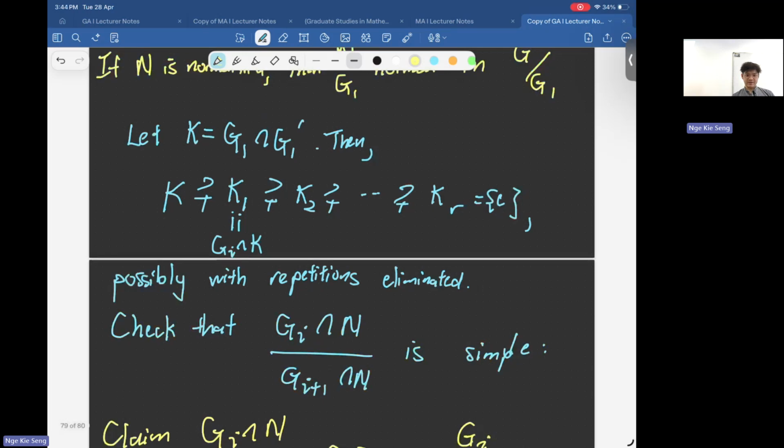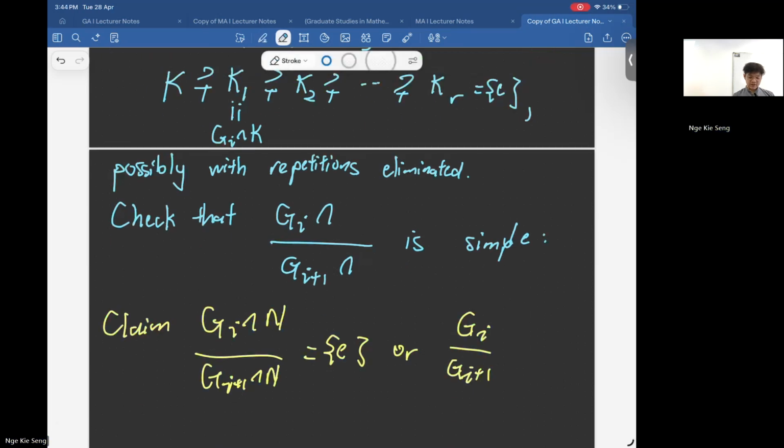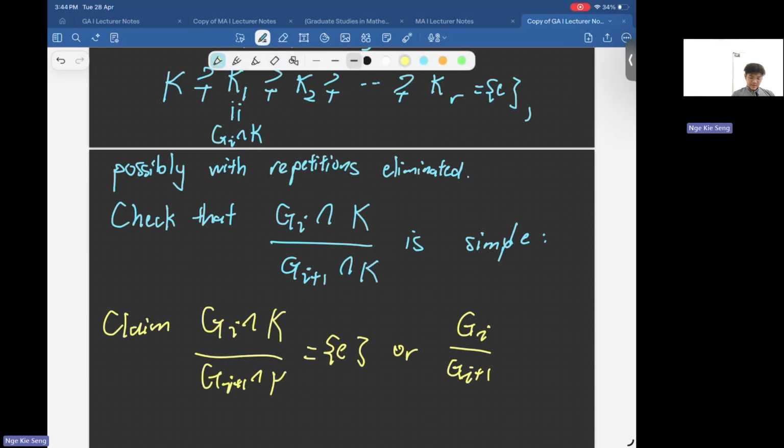Okay, I think it's K. What's the N here doing? I think it's K. It's K. Sometimes I change the textbook notation, but then I forgot to change it here.